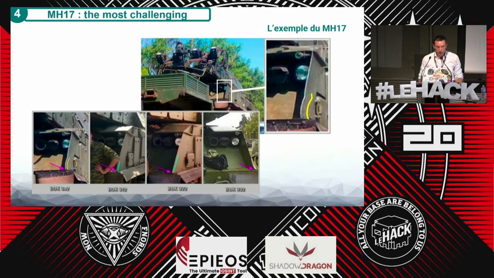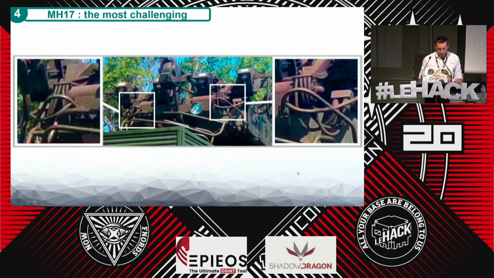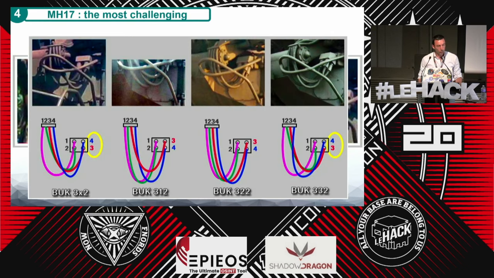There was, for example, a shock on it, and they can compare both of the Buk, to see which one had the problem. It was, once again, the 332. You have those wires. How are they attached to the Buk? And so they made a comparison. Once again, it was the 332.